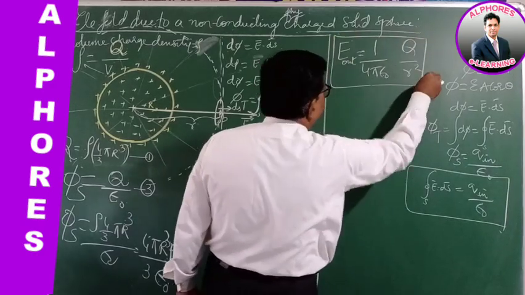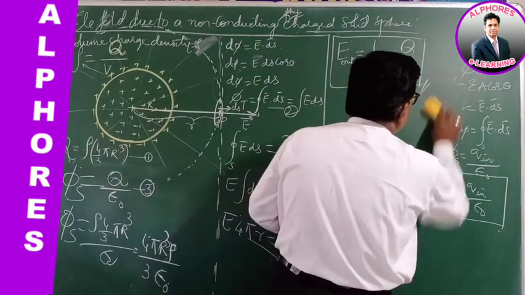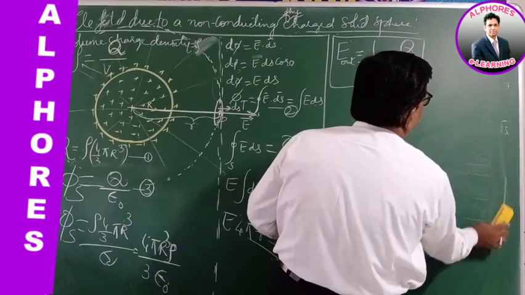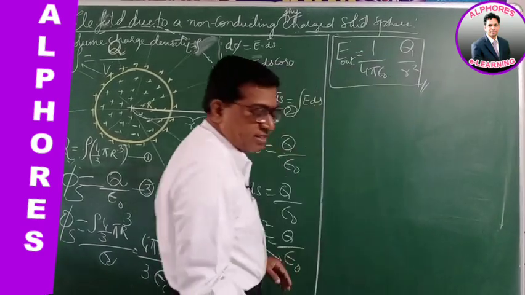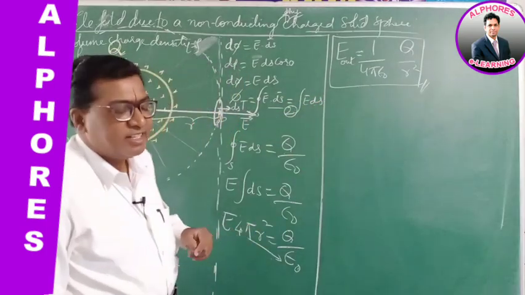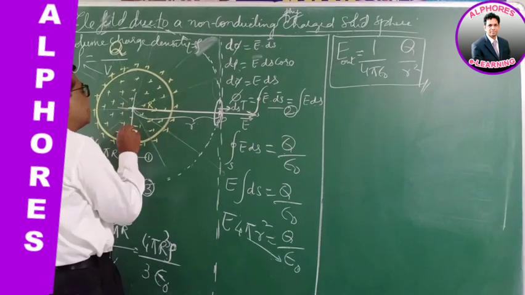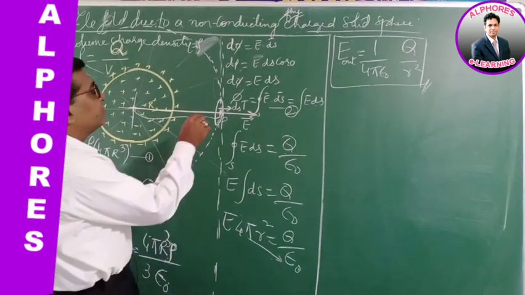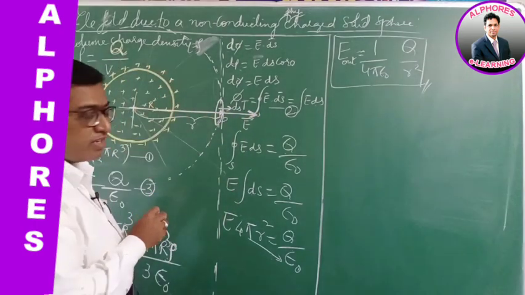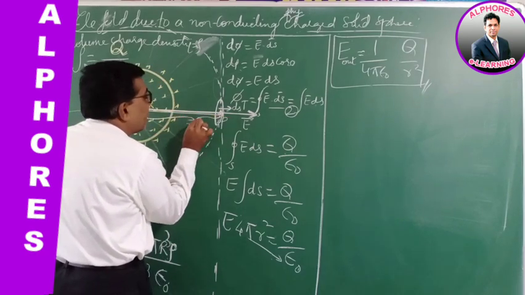This is the formula for the electric field due to a non-conducting charged solid sphere at any point outside the sphere: E is 1 by 4 pi epsilon naught Q by r square. That is the magnitude of the electric field. How about the direction? If the charge inside the sphere is positive, the direction is radially outward, in the direction of the radius vector r bar.